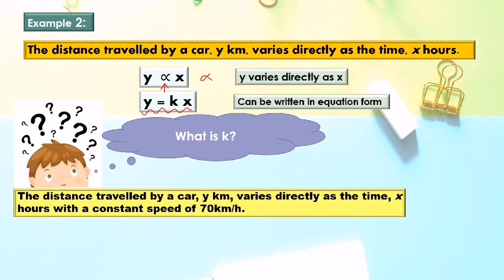The distance travelled by a car y kilometer varies directly as the time x hours with a constant speed of 70 km per hour. As we know, the formula for distance is distance equals to speed multiplied by time. So now the speed is a constant speed. So you can write as y equals to 70x. So this is k. K equals to 70.